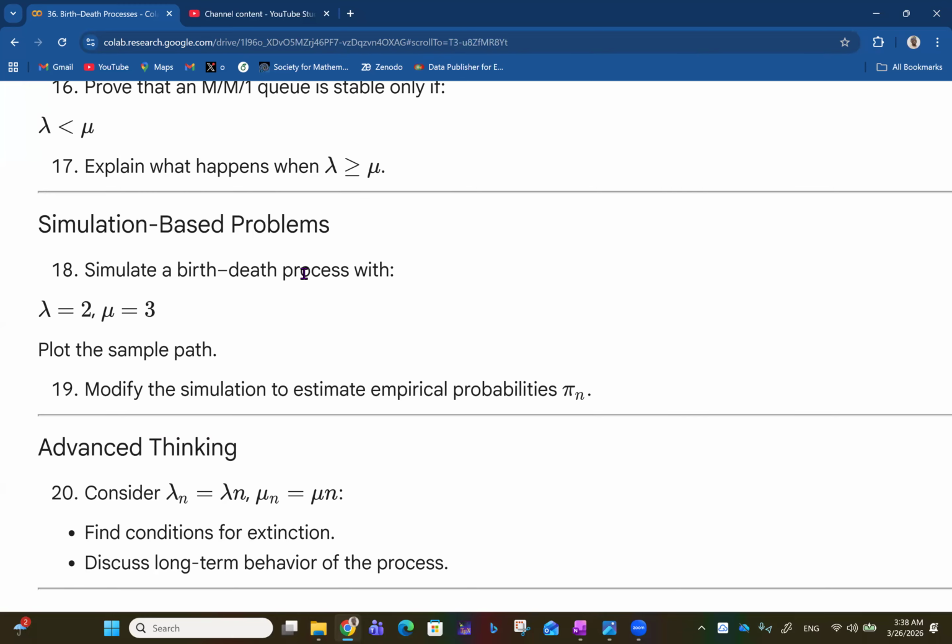Watch out for queuing models in the next video, which will be the last video as far as continuous time Markov chains are concerned. And then from there, we'll move on to, I guess, renewal processes. So watch out for the next video on queuing models.